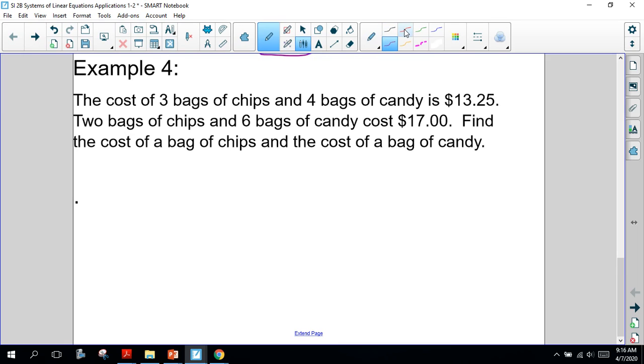So once again, if we're going to define variables, you're asked to find the cost of a bag of chips and the cost of a bag of candy. So we're going to do x and y. x is the cost of the bag of chips. y is going to be the cost of your bag of candy. All right, so we've got our variables defined.